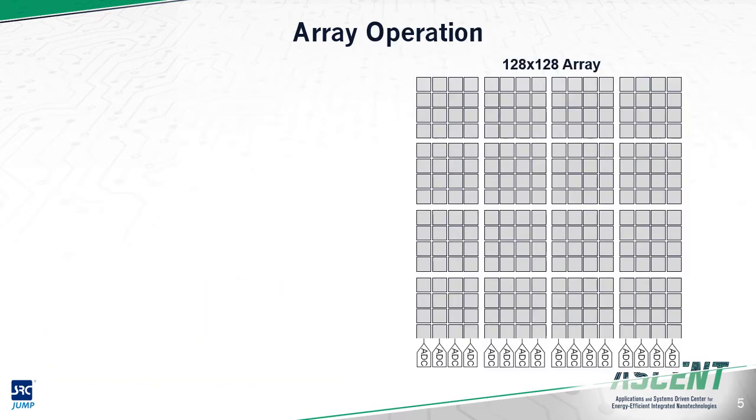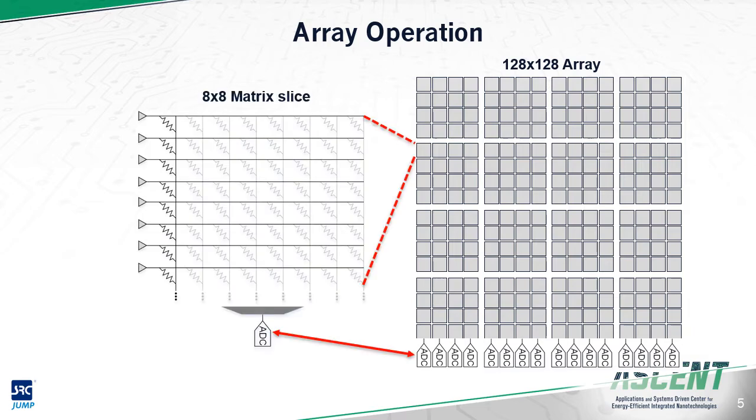In the following examples, I'll be using 3 elements to go over the operation of a 128 by 128 array. The first of these is shown here on the right. It is a 128 by 128 array divided into a 16 by 16 grid of 8 by 8 subarrays. We have 16 ADCs in the bottom since every set of 8 columns shares an ADC. We choose to look at an 8 by 8 slice since these 8 rows will be read at the same time and the 8 adjacent columns will share an ADC.